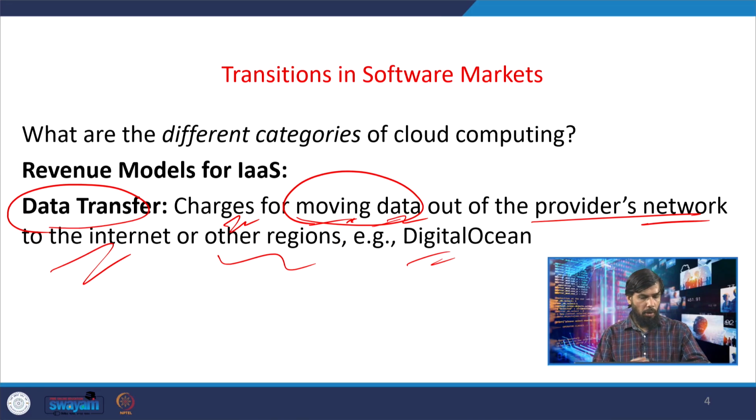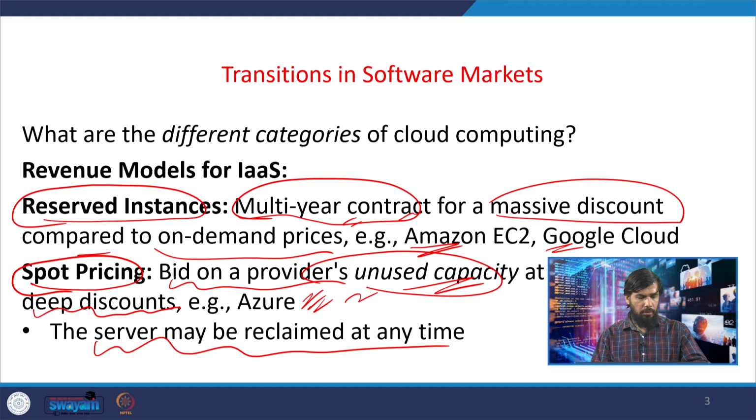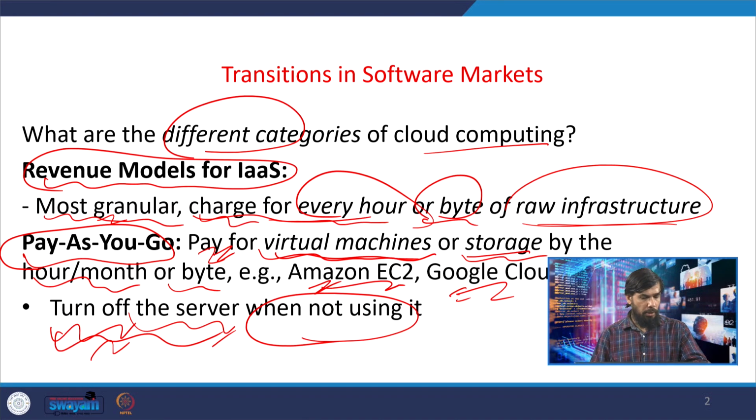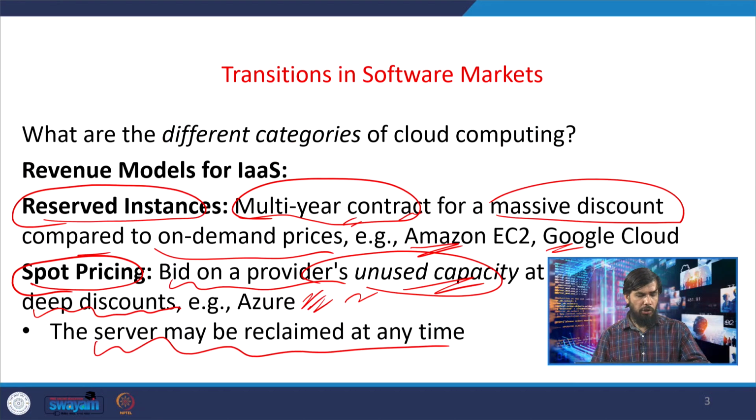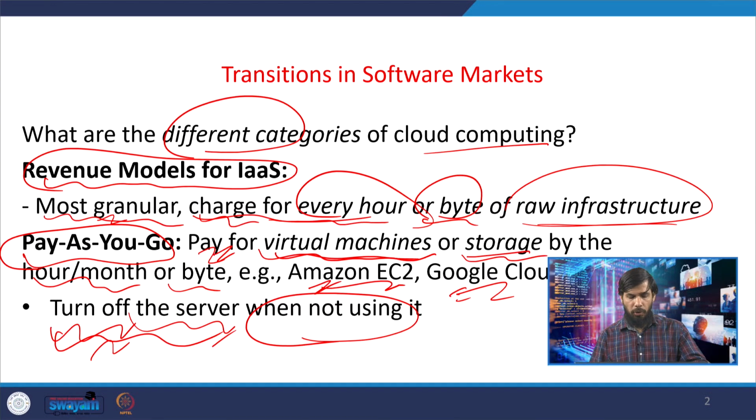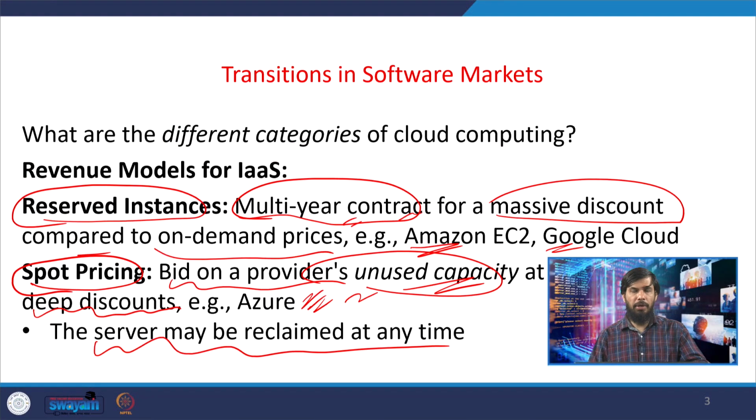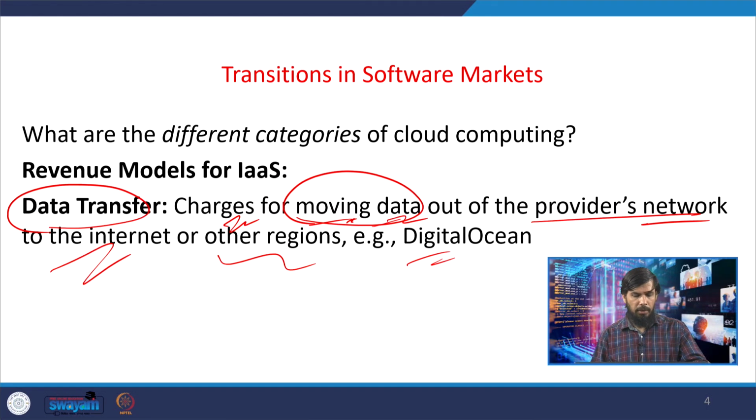So you can see there are lots of models, and depending on the needs of different firms, they can optimize. If they just need some computing or storage, they can go for pay as you go, based on consumption of CPU or consumption of storage. Then reserved instances, they can reserve the dedicated instances if they are doing some more important work where they don't want their setup to be disturbed. And then spot pricing is also there. Data transfer is one more.